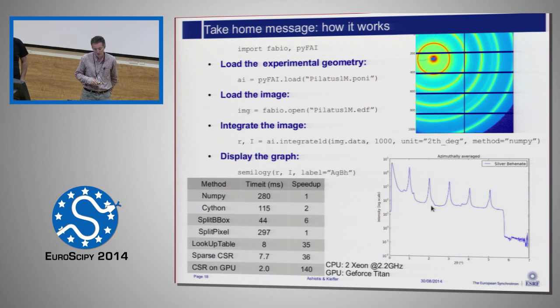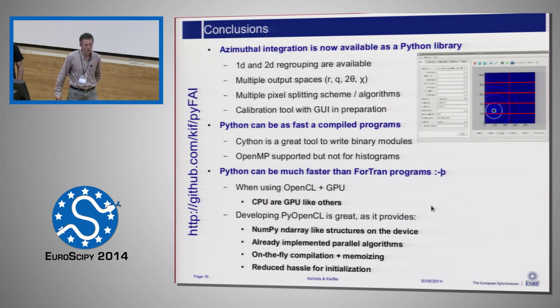So we have summarized the speedup obtained. From NumPy to parallel code, we have a factor of 36 speedup, and going from CPU to GPU, we have an extra factor of 4 or 5. So I will conclude that PyFAI is available. It's in production on many beamlines. We have 1D and 2D regrouping available. We have multiple output spaces, for people who are interested. We have multiple pixel splitting schemes, and the calibration tool is available with a GUI that is still in preparation.